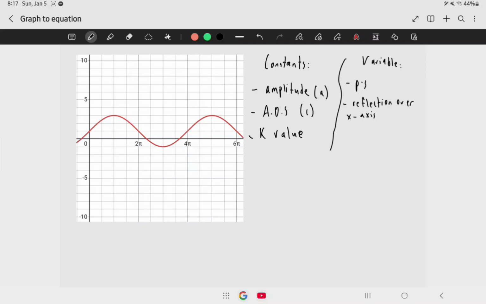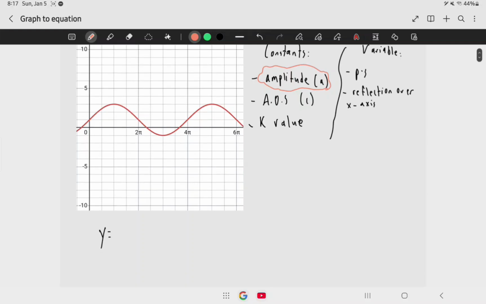But the constants are what I feel like should probably be dealt with first because those are going to be the easiest. So let's think of an equation for this graph. First of all, we always start with y equals. And now let's find some of our values. First, let's find our first constant, which is the amplitude. If you remember the formula for amplitude, it is the y max minus the y min divided by 2. And our max, you can see this goes up to 3. And our minimum is -1.